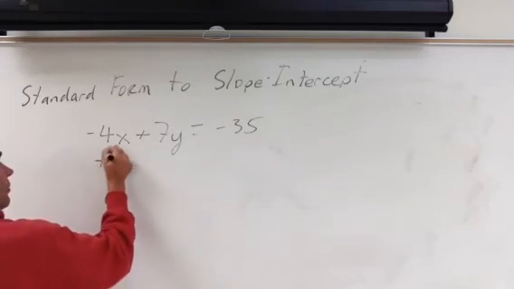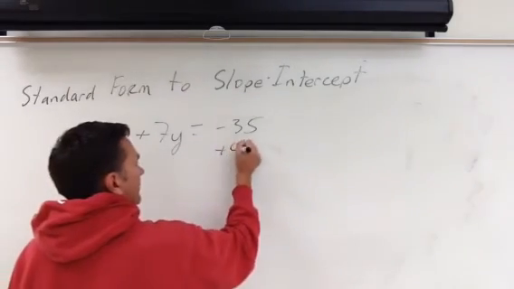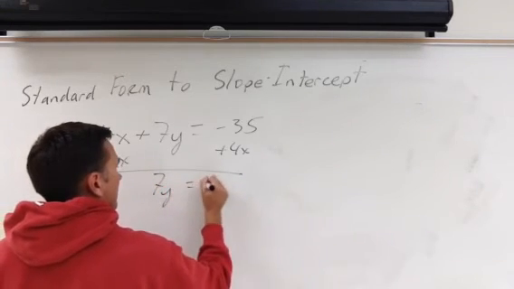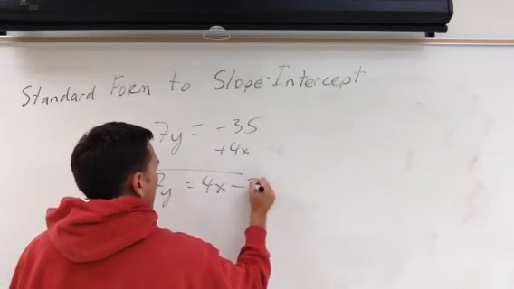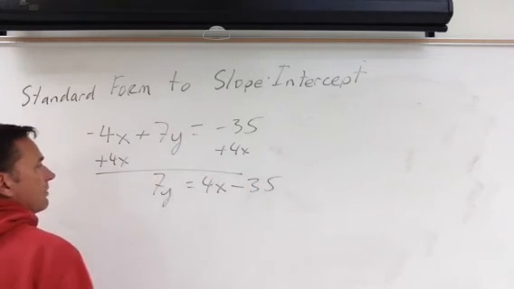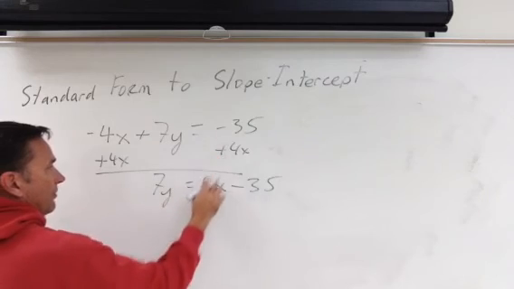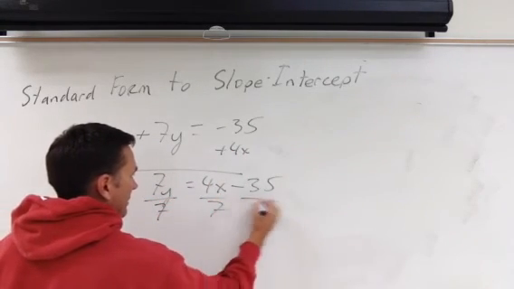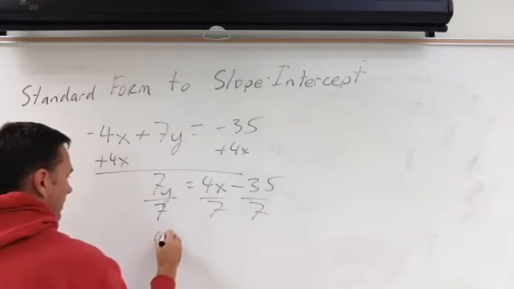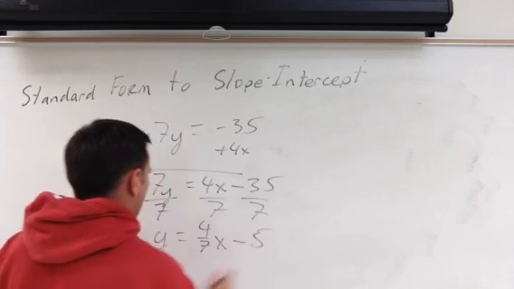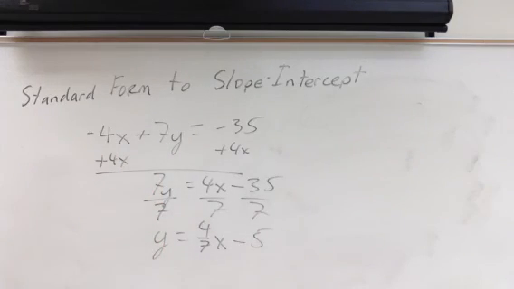We're going to start by adding 4x to both sides. X's cancel out. Bring everything else down. The 7y, the 4x, the negative 35. Divide by 7. And our final answer is y equals 4/7 x minus 5.